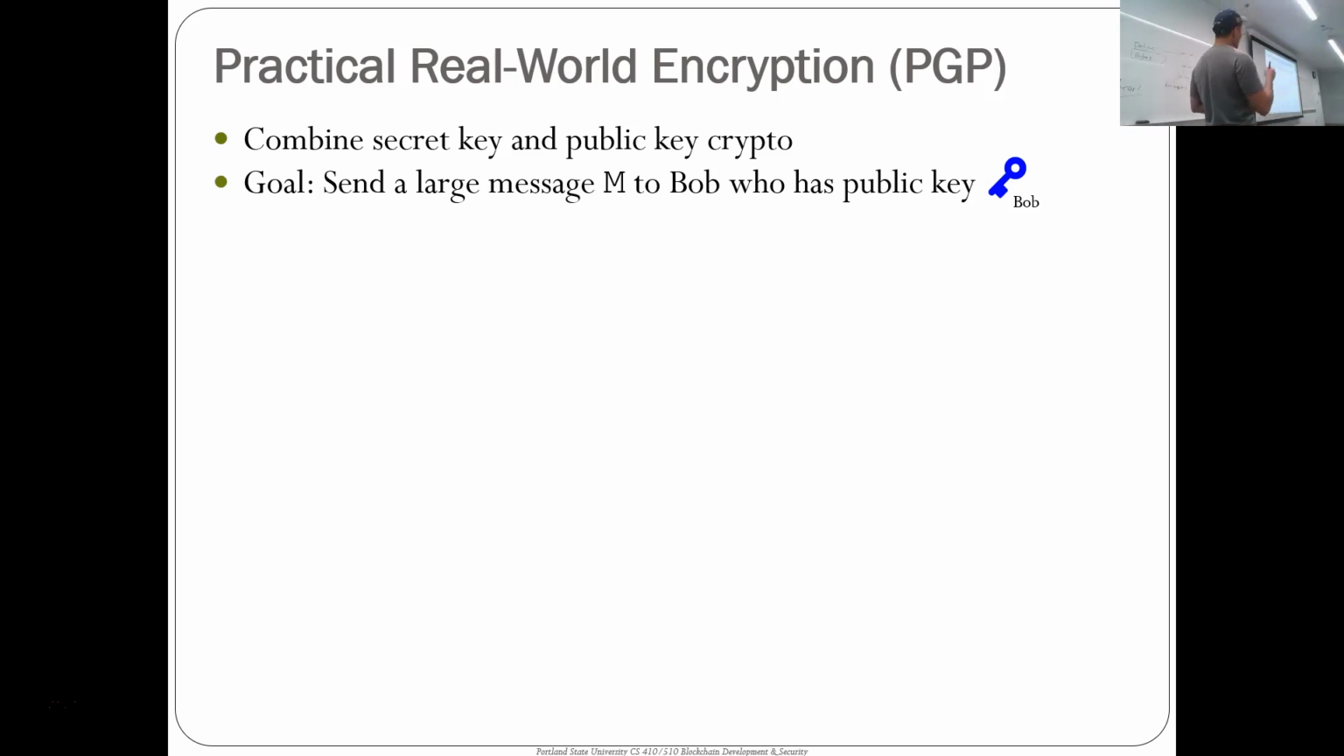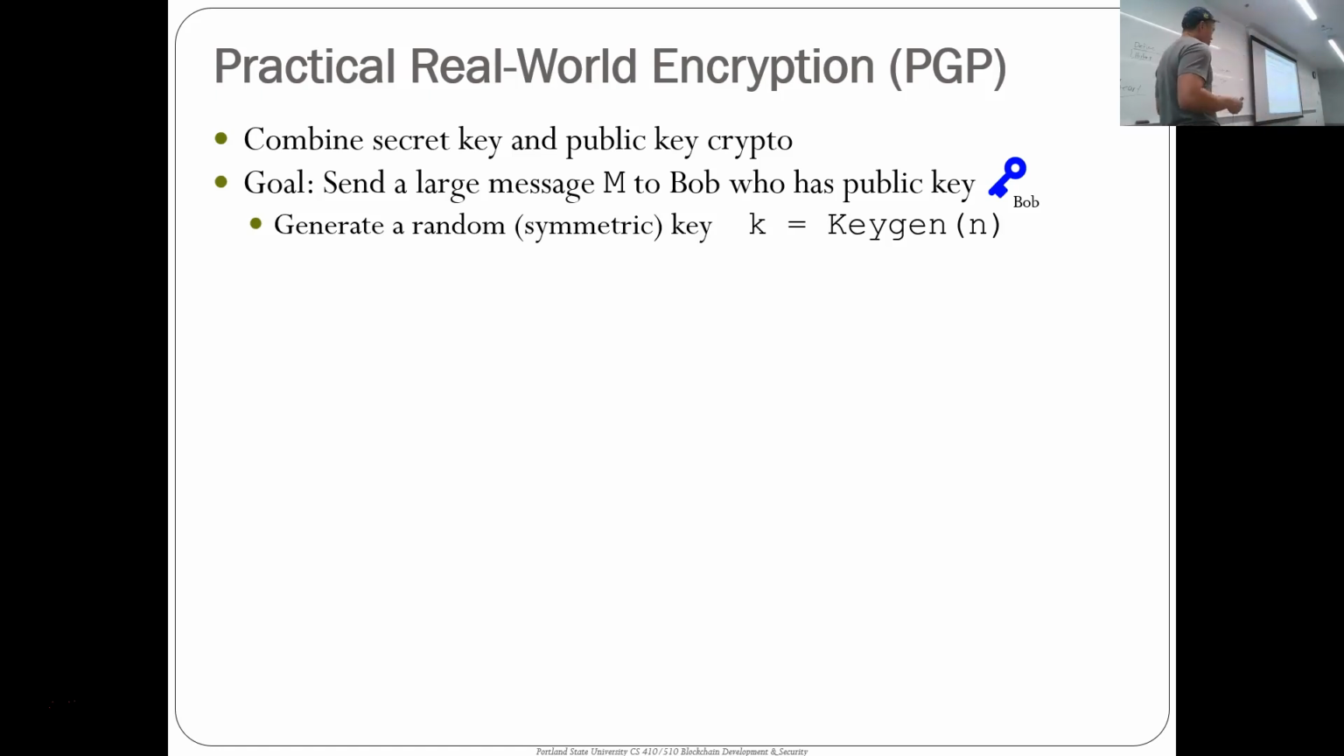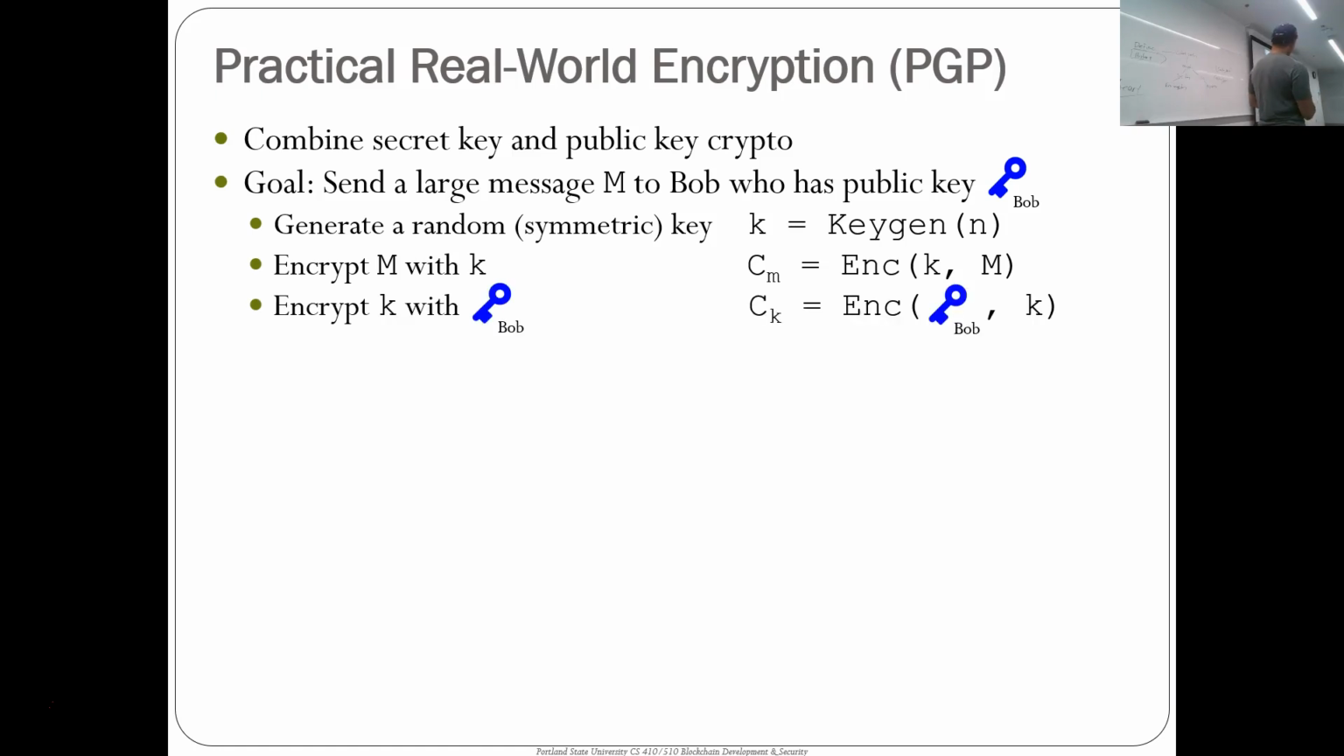So the goal is, in this case, Alice wants to send a large message M to Bob, and she knows that Bob has a public key over there on the right. What she'll do is generate a random symmetric key. So a random number generator, and this is the symmetric key generation algorithm that she runs. Then she takes this message M and encrypts it with that key she generated, which generates the ciphertext for that message using the symmetric encryption algorithm, and then encrypts the key with Bob's public key, right?